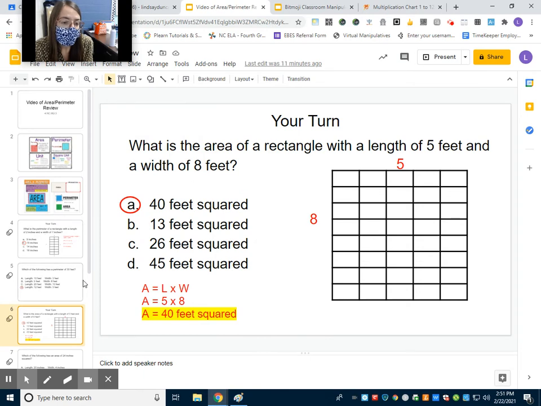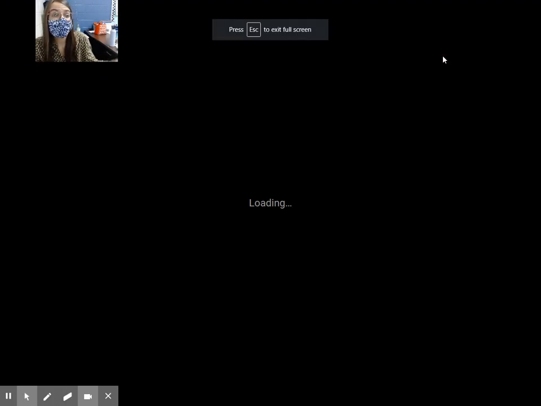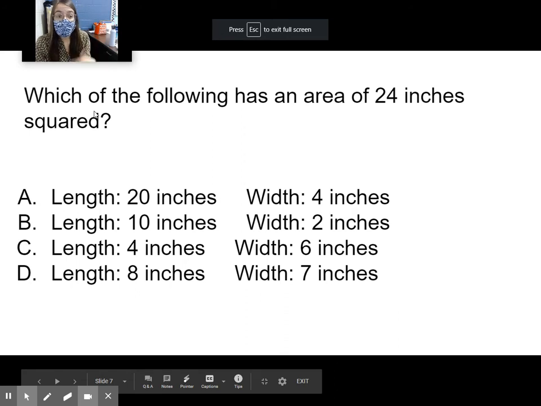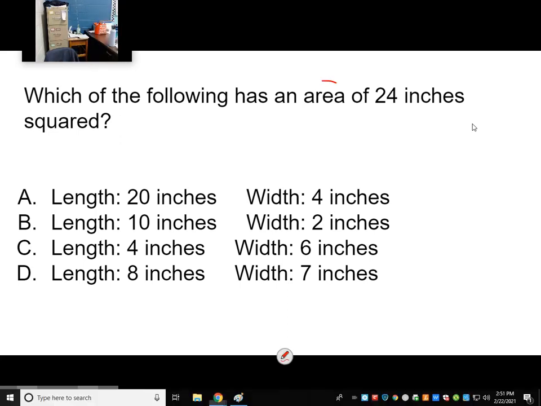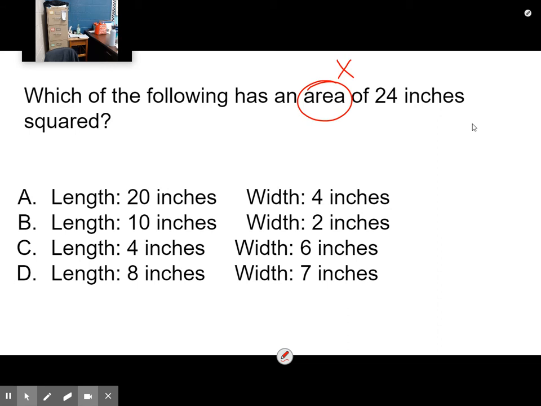All right. So besides working forwards, we can also work backwards with area. So say we're given the area, and we have to find the dimensions, the length and the width. So this question says, which of the following has an area of 24 inches squared? Remember, area is always in squared units because it's the squares that cover the inside. So I'm trying to find what has an area of 24. Remember, area, array, multiply. So I'm going to multiply to solve. So length times width is going to equal 24. So let's test it out.